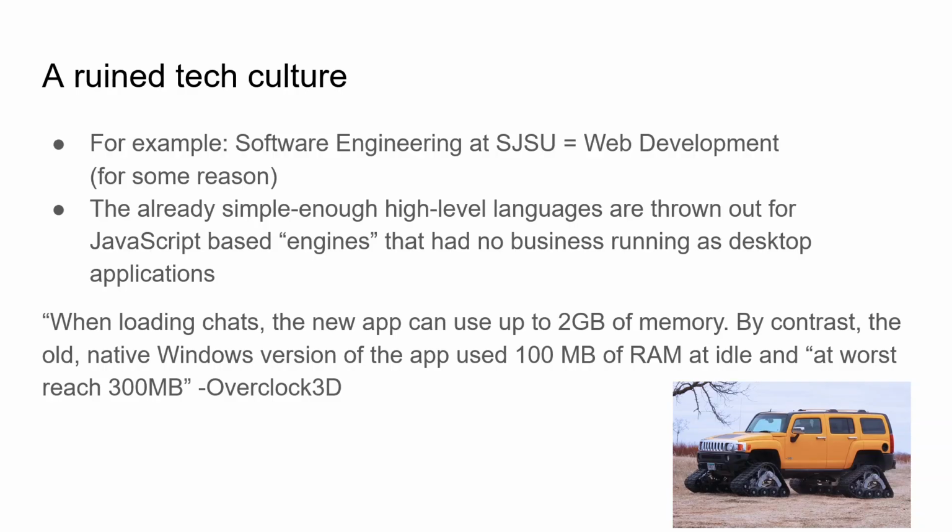UWP, as far as I understand, was supposed to let you get that running on an Xbox or something, or Microsoft phones. And then when they switched to making a web app version, they went from 100 to 300 megabytes to 2 gigabytes. Wow, that's more than a 10 times increase, like 20 times increase. What are you doing, man?